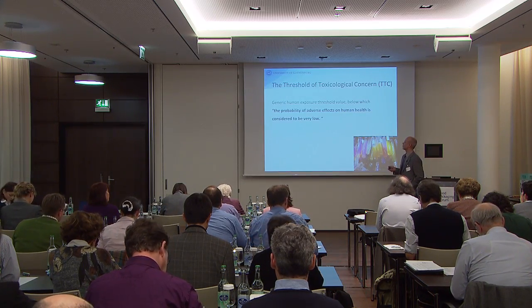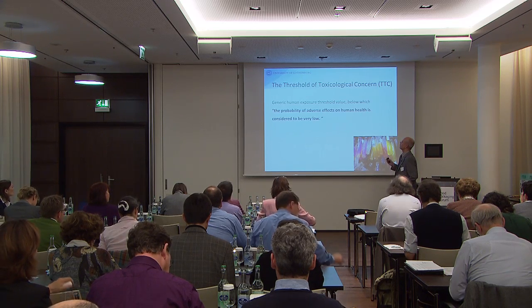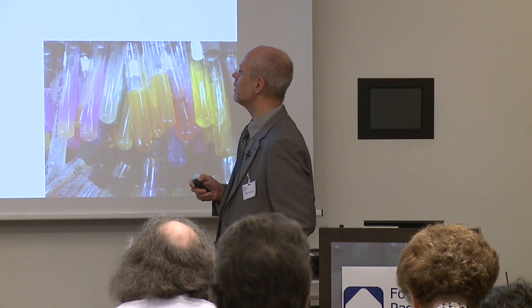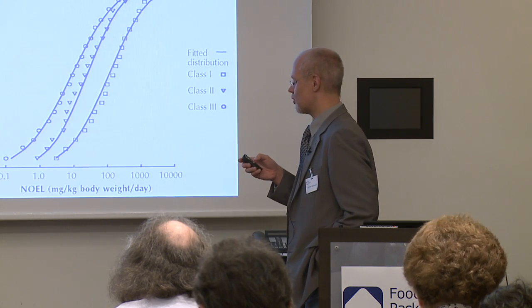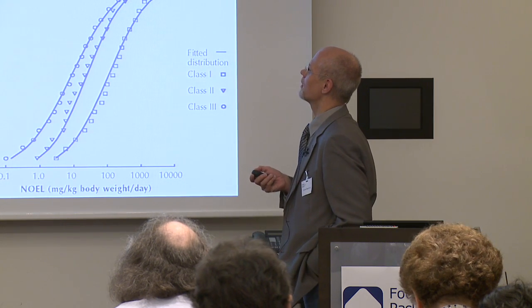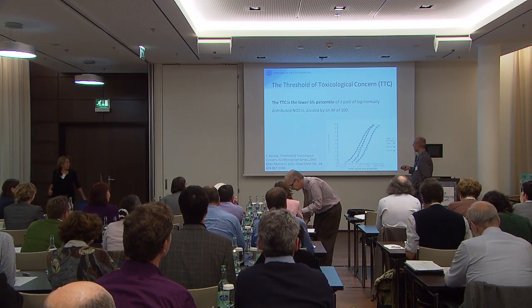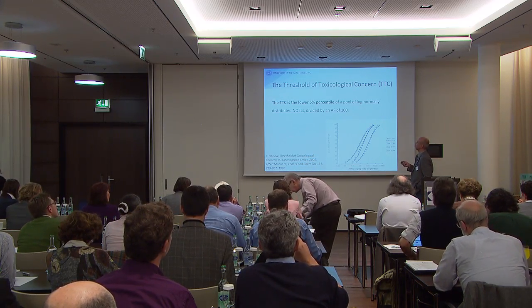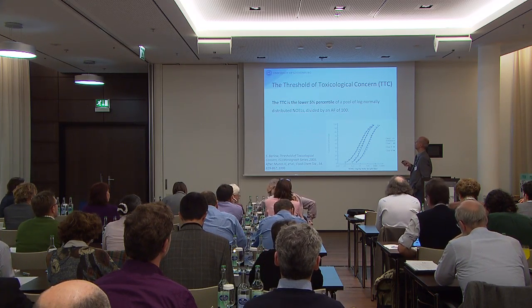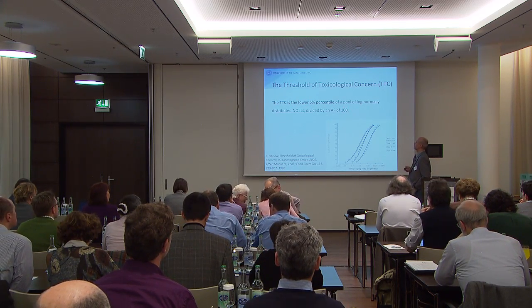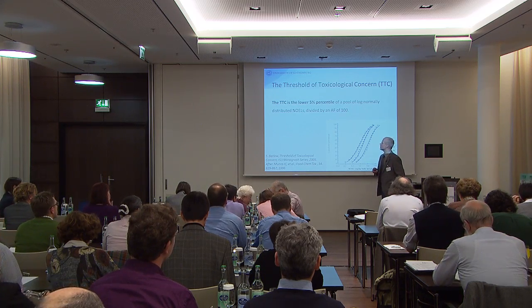Starting with preaching to the choir, we know by now what the threshold of toxicological concern is, so I'm not going into details there. I think everybody is going to use that slide here, so I don't make an exception. This is the basis: the TTC is the lower 5% percentile of a pool of log-normally distributed NOELs divided by an assessment factor of 100. That's the definition that I'm going to use.